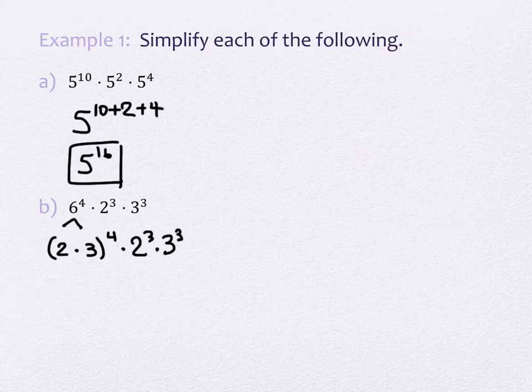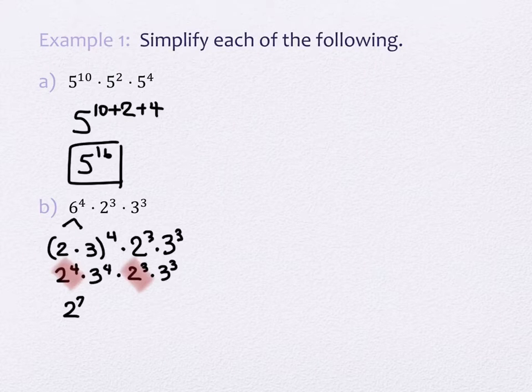So properties of exponents say, what can I do with that 4? Distribute it, right. So this is 2 to the 4th times 3 to the 4th. And then I still have a 2 cubed times 3 cubed. Now I can group the 2's, and I'll just highlight mine. How many 2's are there? 7, so this is 2 to the 7th.